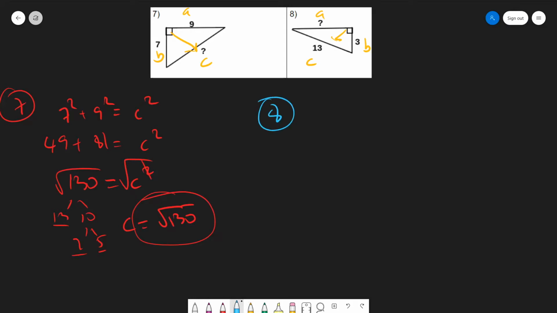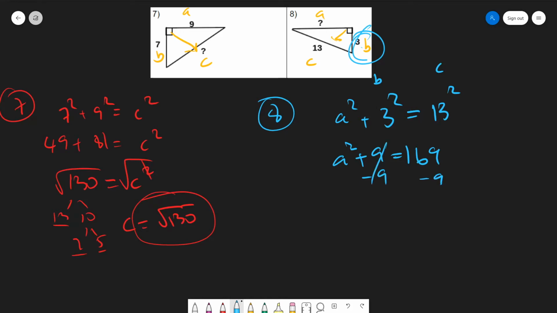For number 8, we don't know what A is, but we do know what B is. It is not C, it is 3. Look at that picture again. Let's rewind that. We don't know A squared. We do know B is 3, so 3 squared. We also know C, which is 13 squared. So A squared plus 9 is equal to 169.